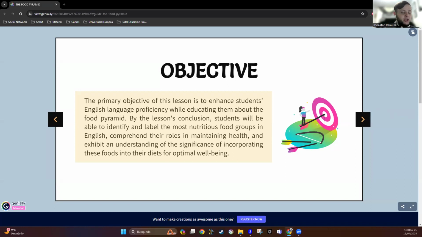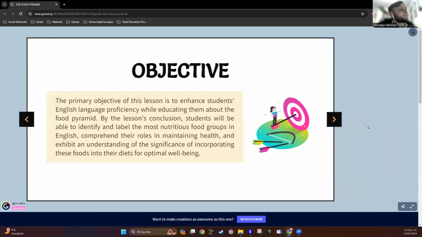At the end of the implementation of this lesson plan, students will be able to recognize, name, and classify diverse types of foods currently in the food pyramid, okay? The idea in this lesson plan is that they get information about the topic we are trying to teach, in this case the food pyramid, but at the same time they are improving their English language proficiency, their listening, reading, writing, and speaking skills, okay?